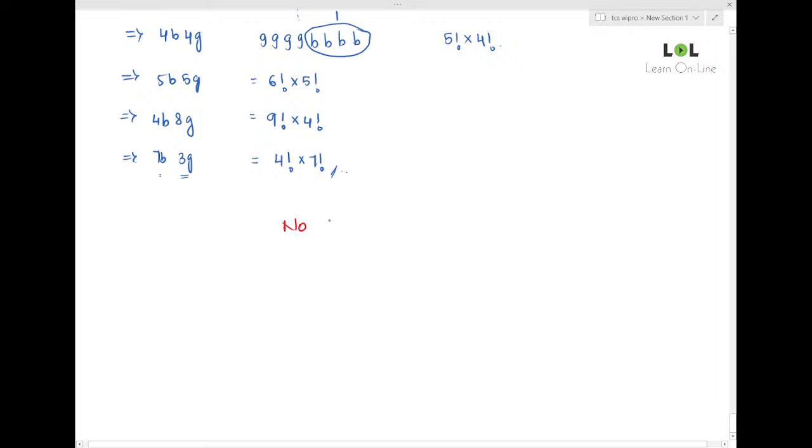No two boys. No two boys can sit together. No two boys can sit together. Observe. Observe carefully.